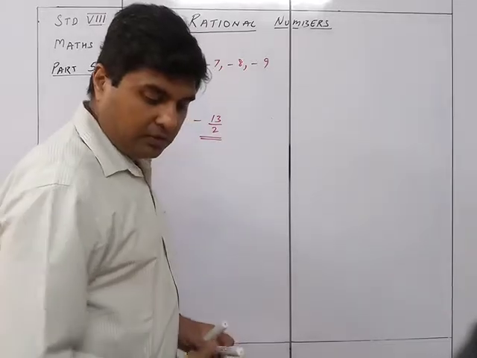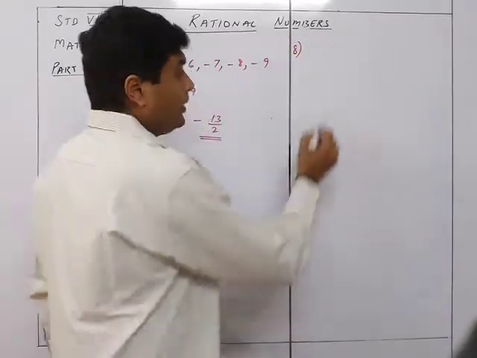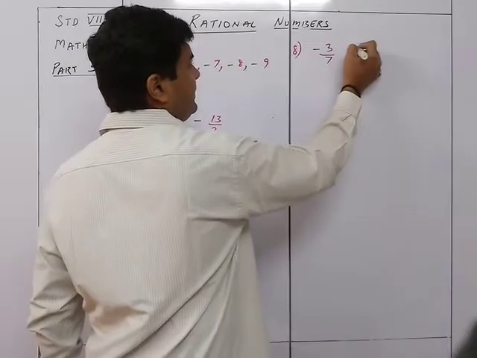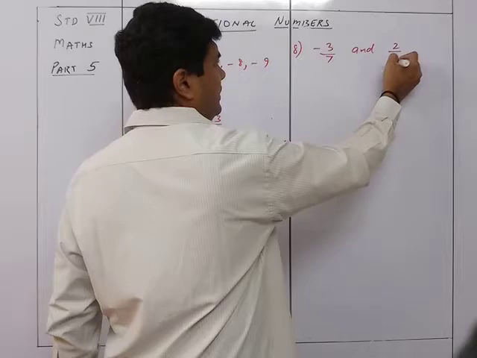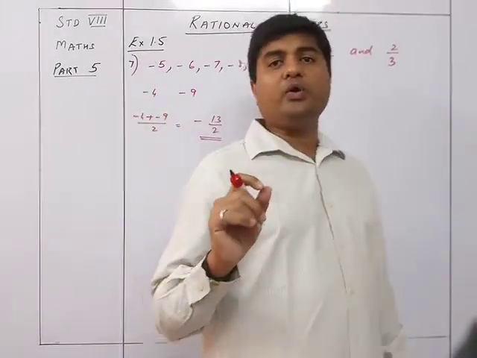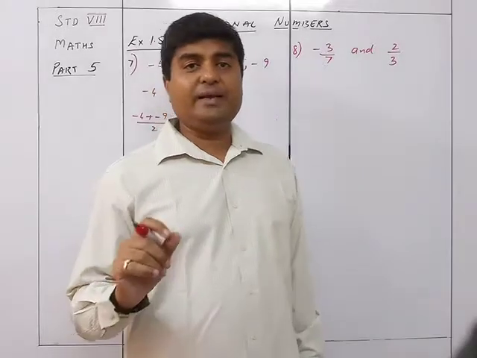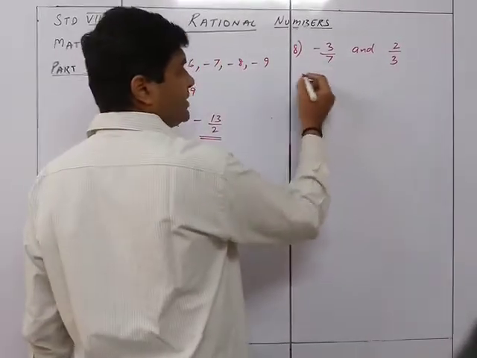So first of all, let's take the numbers. The numbers are -3 upon 7 and 2 upon 3. Now when you do this, first of all we are going to find out the LCM and convert them into same denominators. So over here LCM is 21.